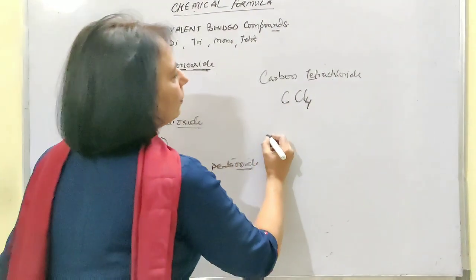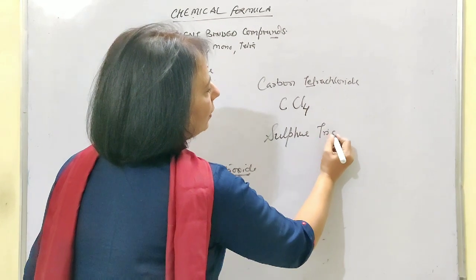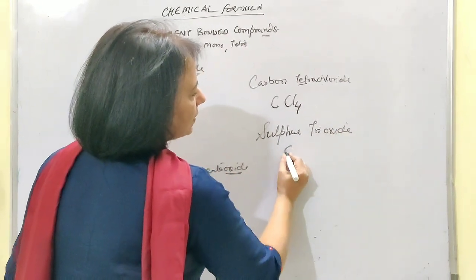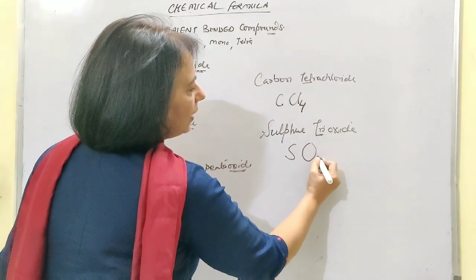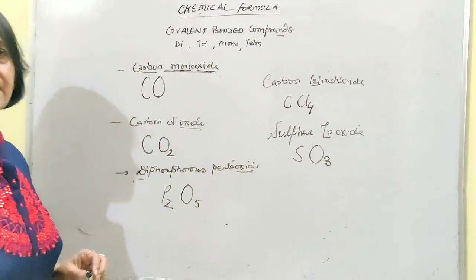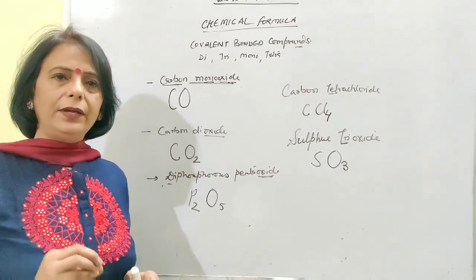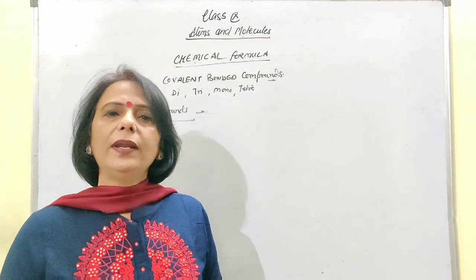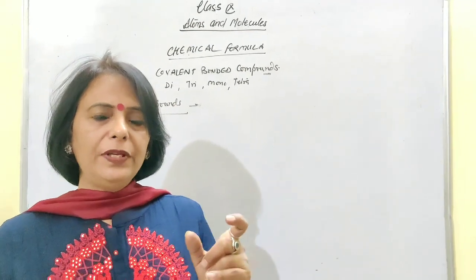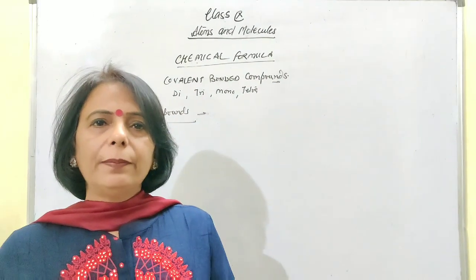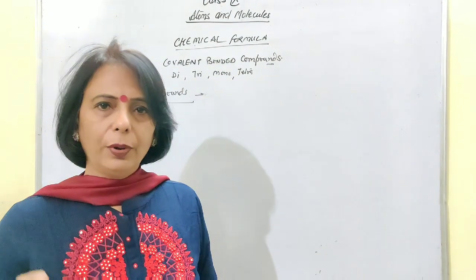Okay, let me give you one more example, like say sulfur trioxide. That means sulfur, nothing is written, it is single. Oxide means how many oxide? 3. So SO3 is the formula of this compound. So that is how to write down the ionic compound and covalent bonded compound. If you have understood this concept, then let me tell you about the binary compounds which exist in the ionic as well as the covalent bonded compounds.